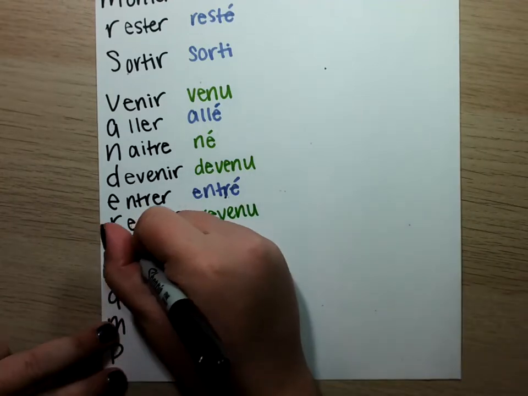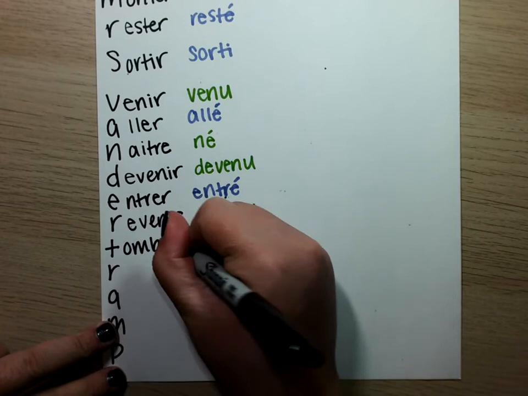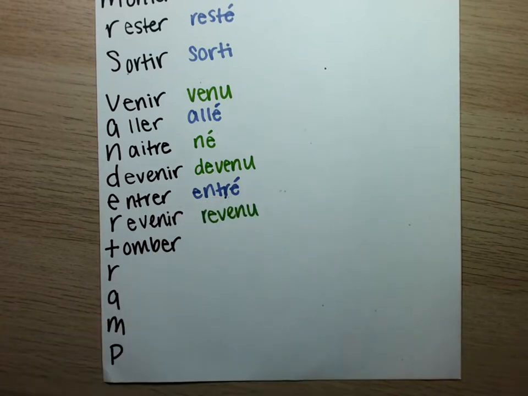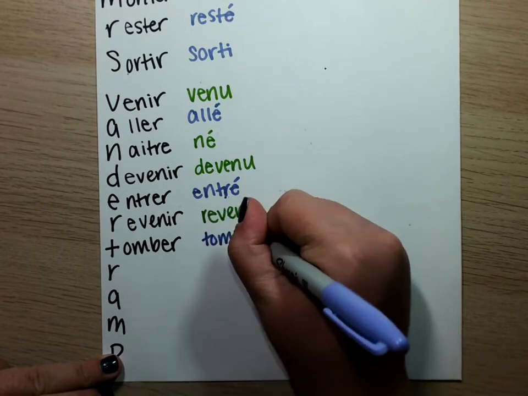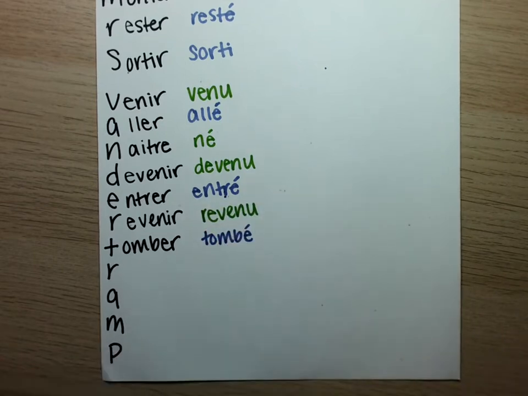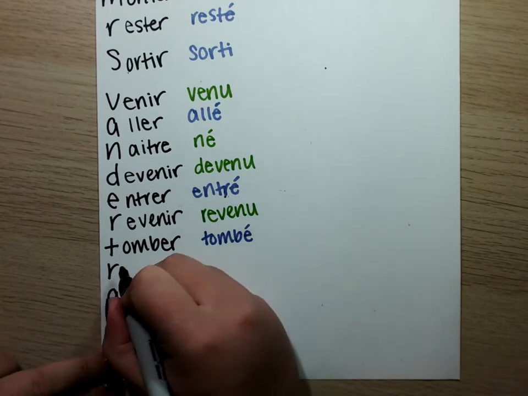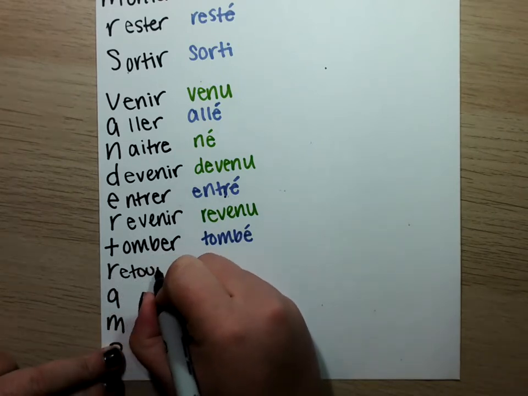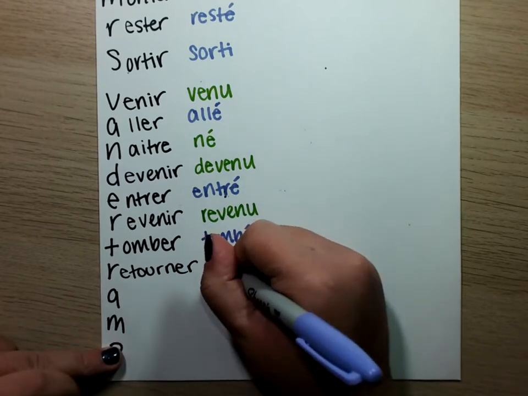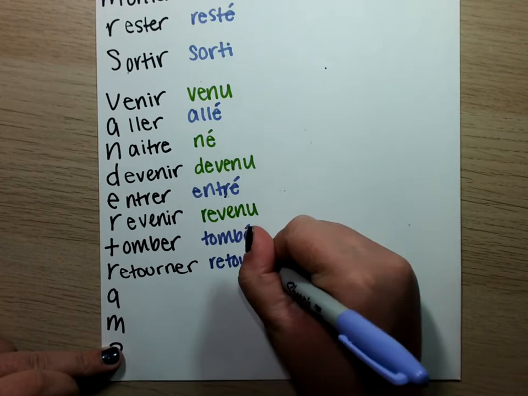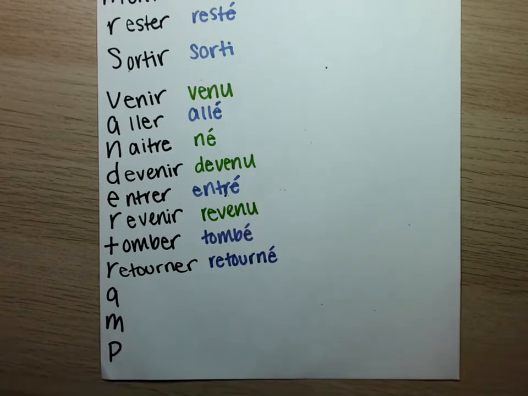Next is the verb tomber. Tomber, the verb to fall. And tomber is going to follow our same rules. Tombé. Retourner is our next verb. Retourner is the verb to return, like I returned back to school, etc. Retourner follows that pattern. Retourné.